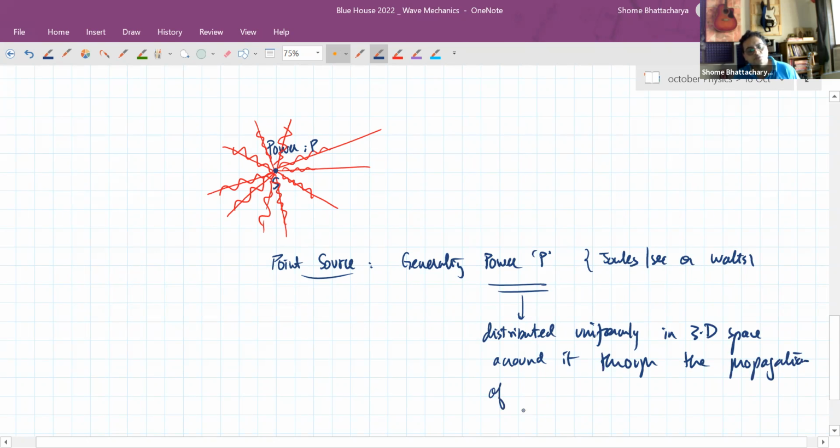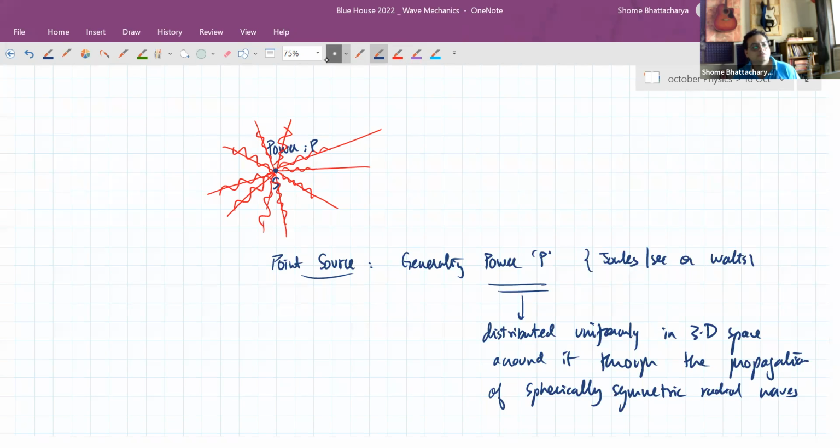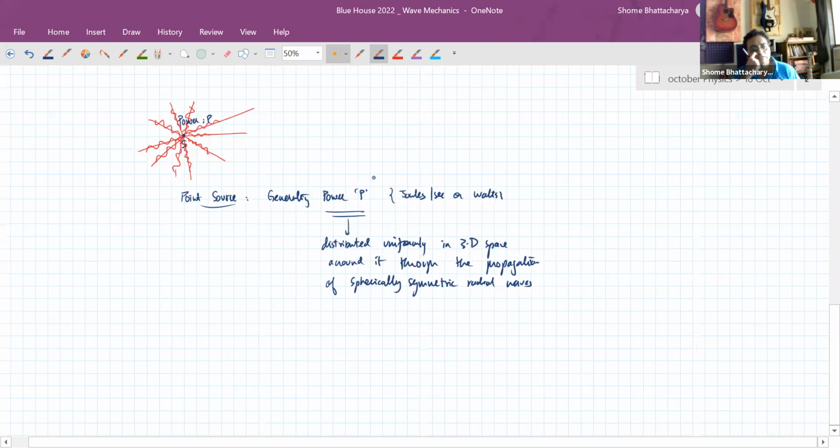So through the propagation of spherically symmetric radial waves, if you now consider all points on an imaginary spherical surface with that source as the center, just like you consider a spherical Gaussian surface for a point charge, then all points on that spherical surface are receiving equal distribution of energy.